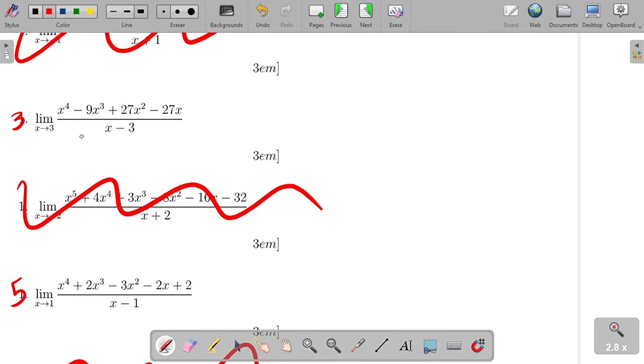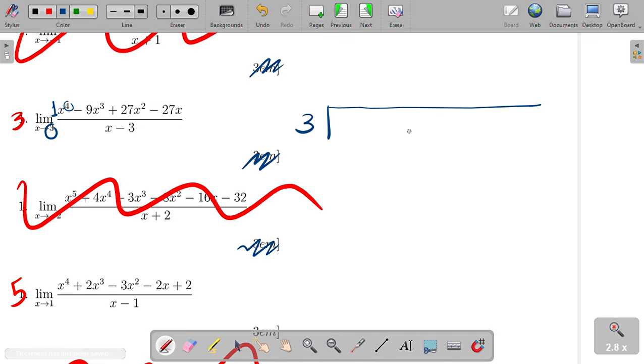Okay? In question number 3, using synthetic, directly we can say that, let's go to the synthetic. Synthetic easily can be done this way. I show my division sign and then what's the x value? It's 3, so I place it up there. Now, what's the highest power I have? It's 4. What's the leading coefficient? It's 1, so I write down 1.